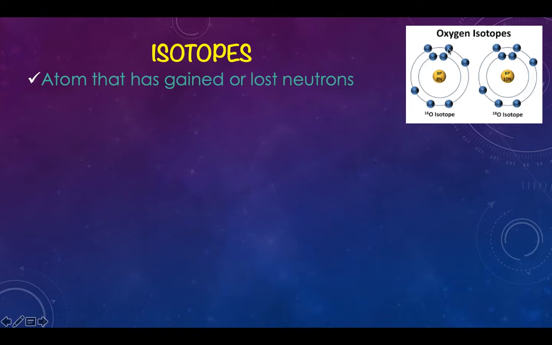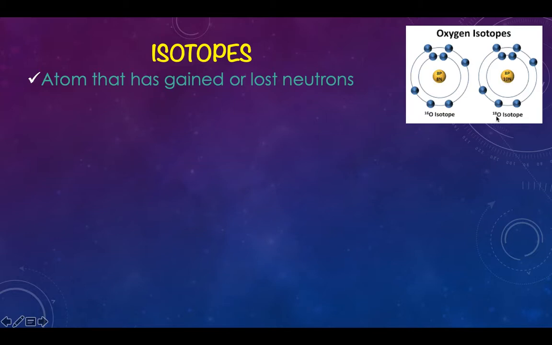And 1, 2, 3, 4, 5, 6, 7, 8 electrons in that example, and 1, 2, 3, 4, 5, 6, 7, 8 electrons in that example. So the electrons didn't change. The protons didn't change. That's why it's still oxygen. But look at it: this has 8 neutrons in the nucleus. This has 10 neutrons in the nucleus.